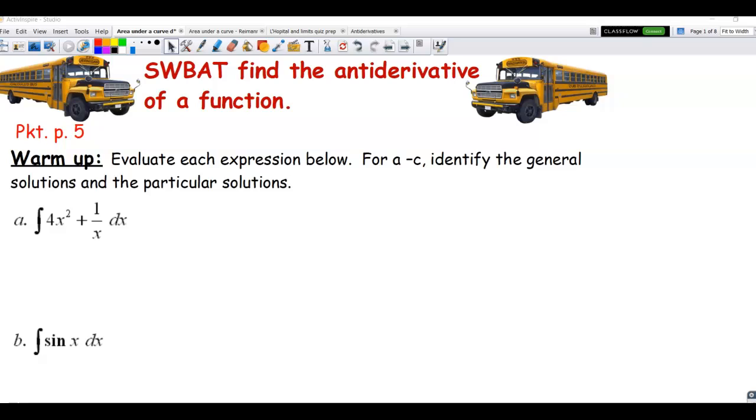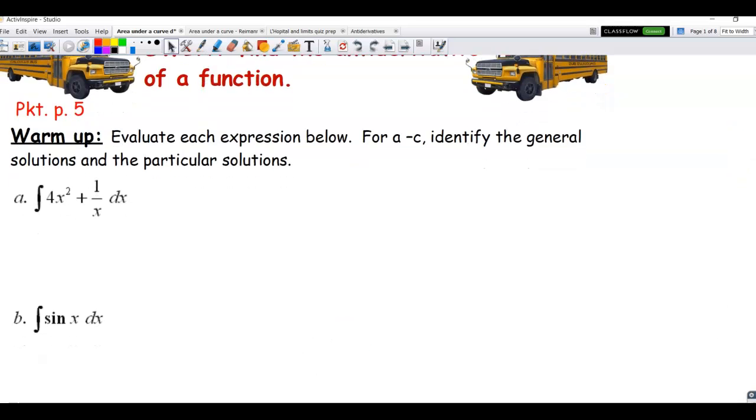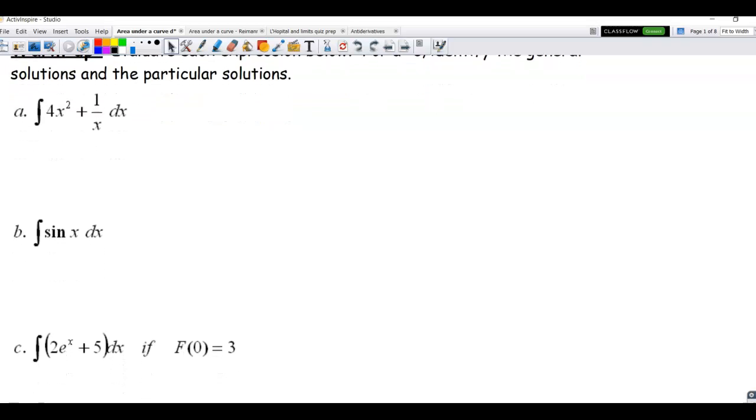If you have not completed this warm-up, make sure you stop the video, complete the warm-up, and then resume the video to check your work, see if you got them correct, and see if you have any questions that need to be answered.